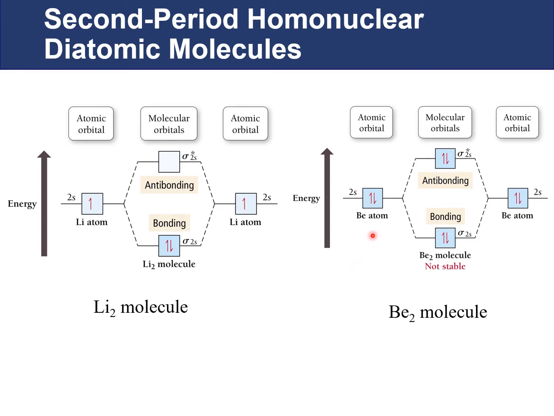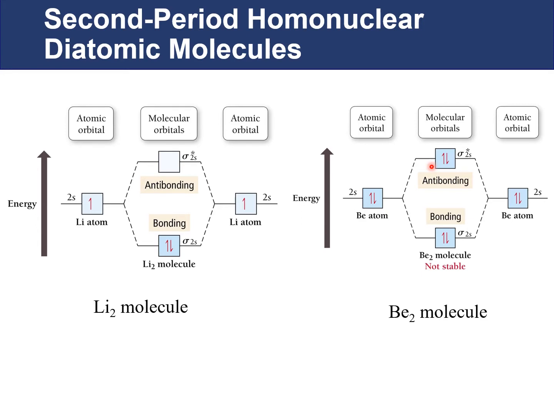For beryllium, looking to see if it will form a diatomic molecule, we take our two atomic orbitals, which in this case for beryllium would be 2s orbitals, both of which have two electrons in them. We combine them together through constructive and destructive interference to get two molecular orbitals. Because our original atomic orbitals each had two electrons in them, we have a total of 4 electrons to place. We would put 2 in our bonding orbital, which fills it up, and then 2 would go in our antibonding orbital.